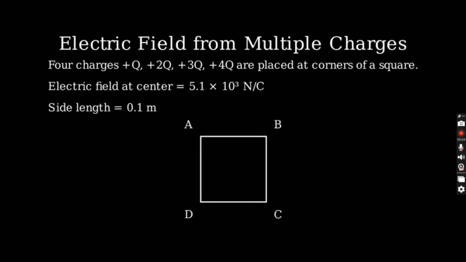Here's our square ABCD. At corner A, we have charge Q, at B we have 2Q, at C we have 3Q, and at D we have 4Q. And here's our point O at the center where we want to find the electric field.